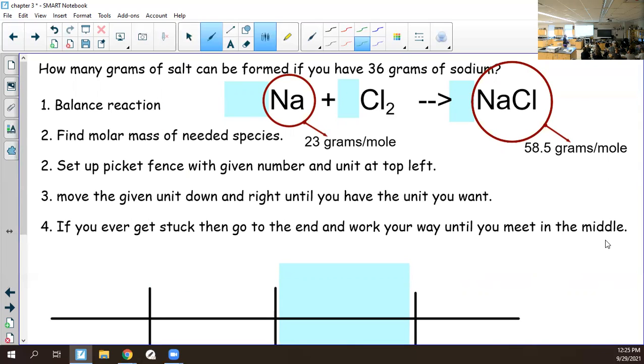Step number one is always to balance the reaction. So take 30 seconds and balance it if you haven't already. If you're at the bottom of a page, I would start on the new page. This one's not very long, but they can get extremely long.